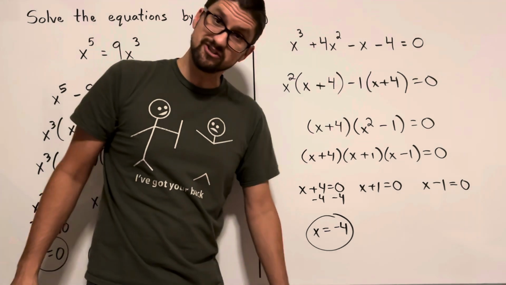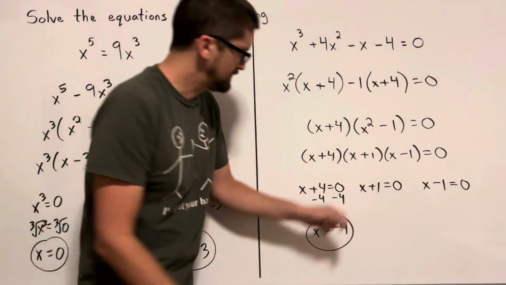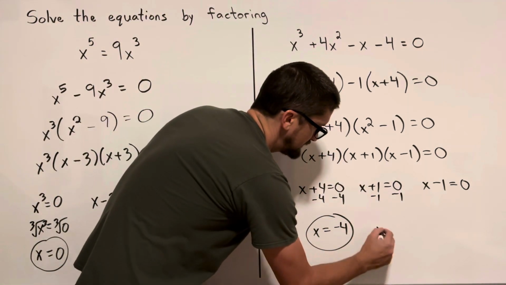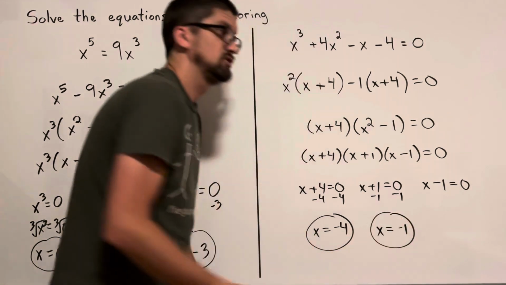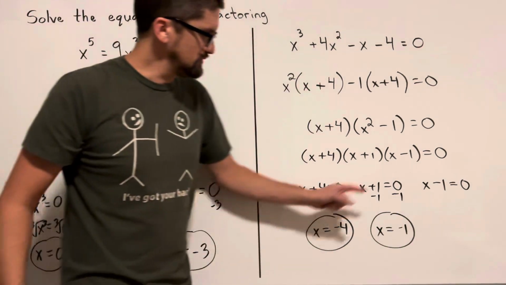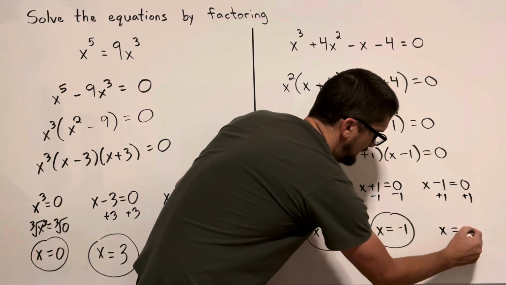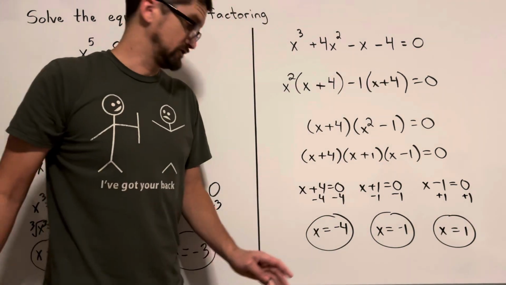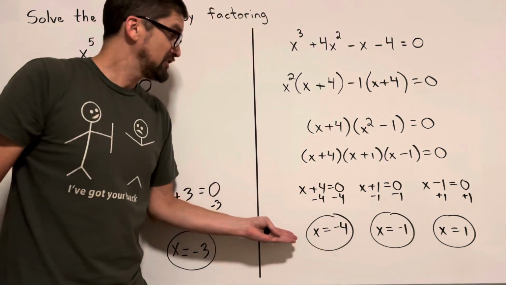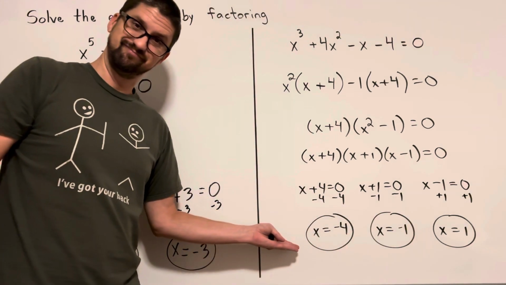So negative 4 is a solution. If you subtract 1 on both sides here, you get x equals negative 1. So negative 1 is also a solution. And we also have 1. That could be a solution. So we have 3 solutions here. There you go.